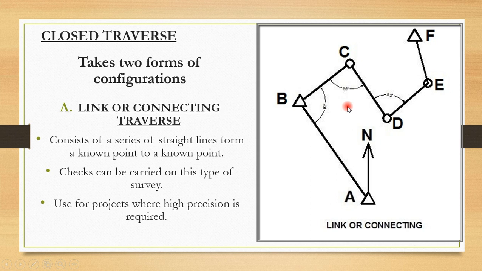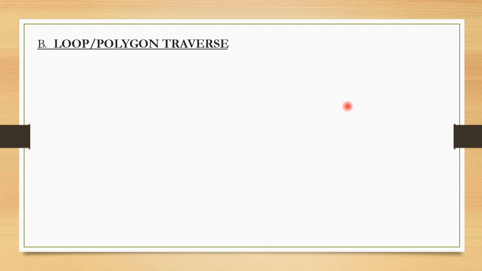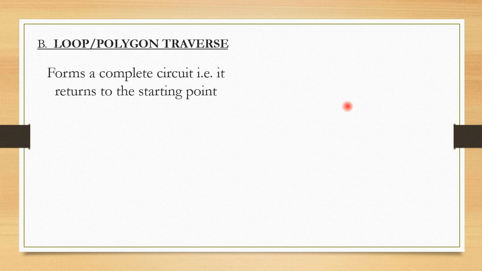So we normally use the closed traversal in those areas where we need higher precision, as opposed to the preliminary survey. We can just use the open traversal in those areas where we'll just conduct preliminary surveys. That is to determine how the site is and what other things you need to take into account before you start doing the actual, more precise or more detailed survey.